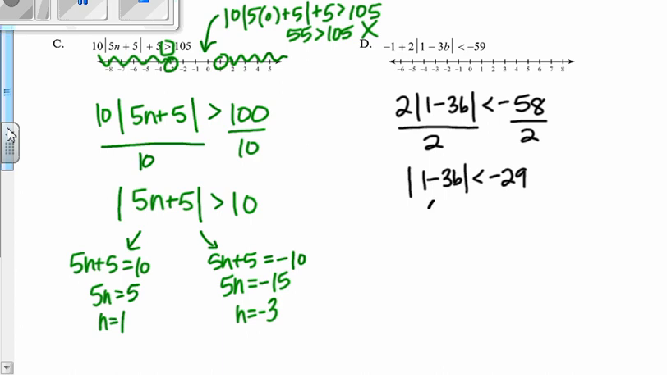Okay, so let's take a look at this. Remember, absolute value brackets are always positive. Is any positive number going to be less than -29? That will never be a true statement. So again, we have a no solution scenario, and we are not going to shade anything on our number line.